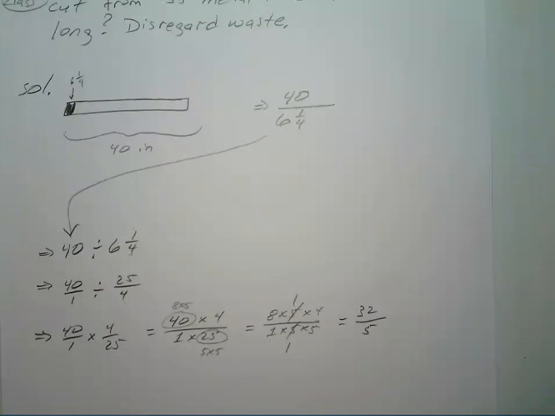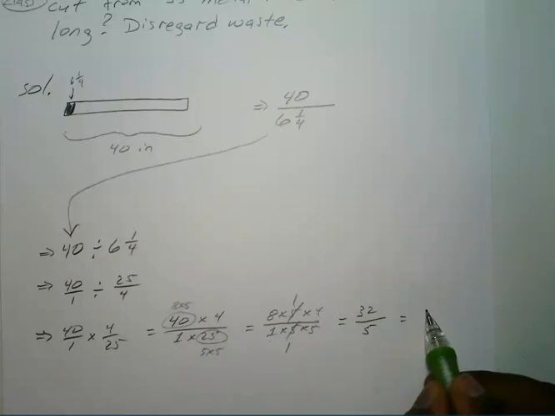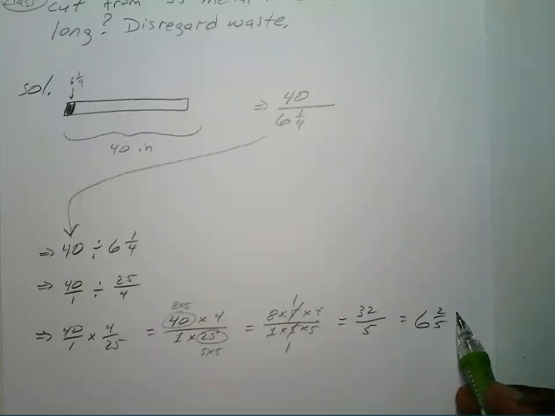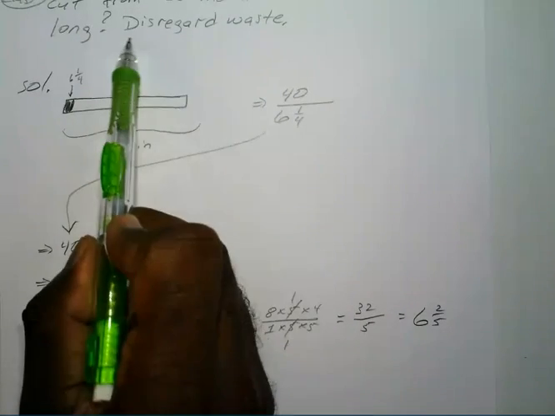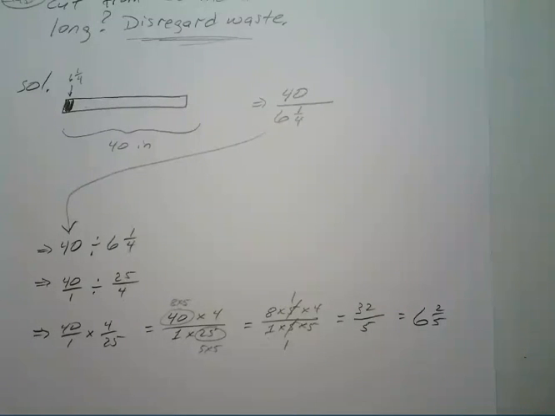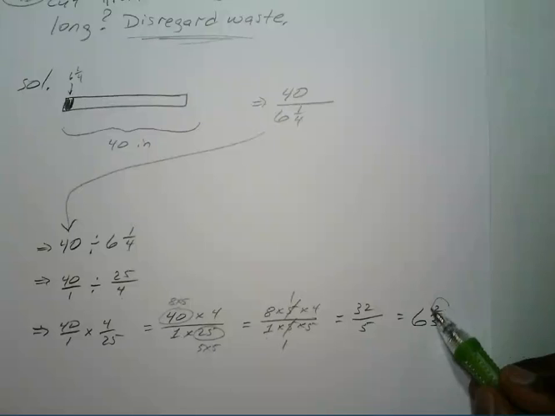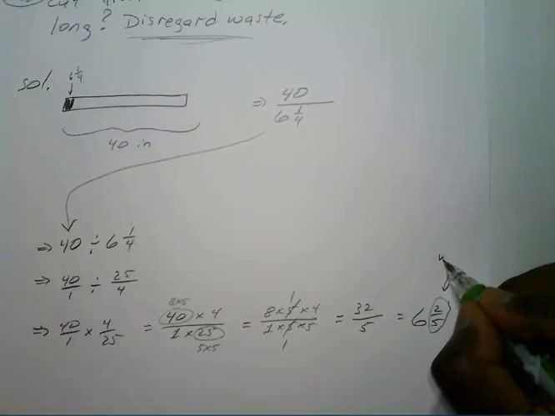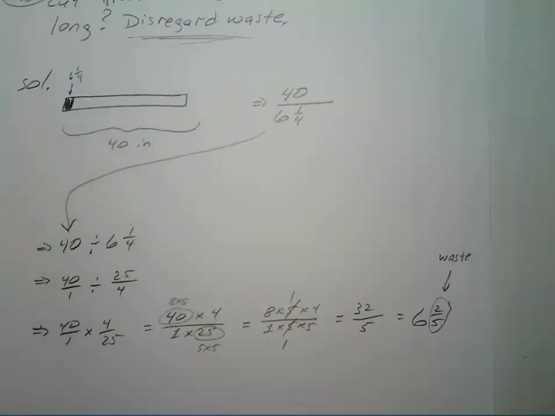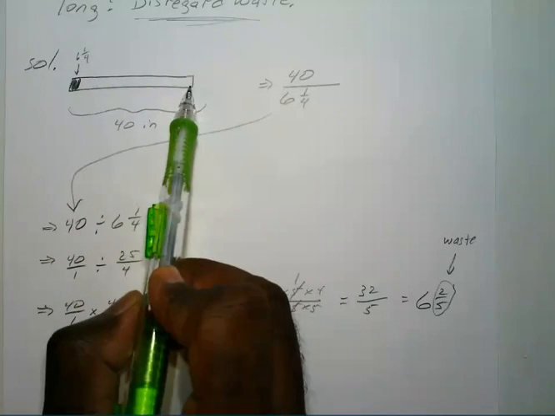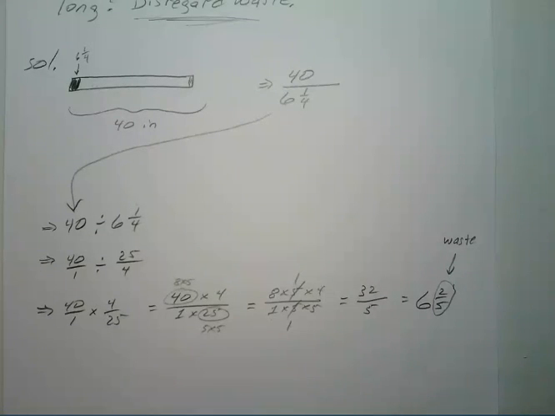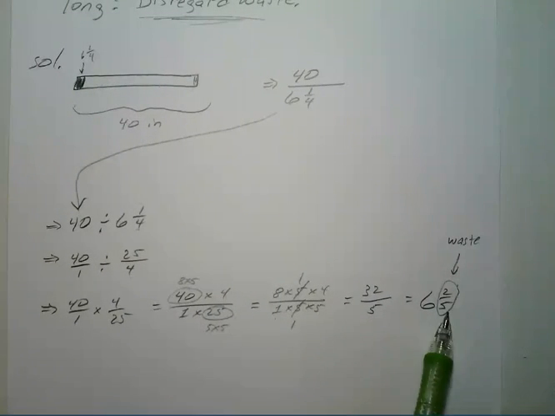So if we convert that to a mixed number, we end up with 6 2/5. Okay, so we can cut 6 2/5 pieces from a 40-inch rod. But remember, this is where it got a little tricky. It says disregard waste. Okay, so we cut 6 whole pieces, so that means this 2/5, in this case, is considered waste. Okay, so that means if we cut 6 1/4, 6 1/4, 6 1/4, 6 1/4, 6 1/4, 6 1/4, we have a little bit of 2/5 there at the end that we're just going to throw away because we can't get a full 6 1/4 out of it. Okay, so we get rid of that.